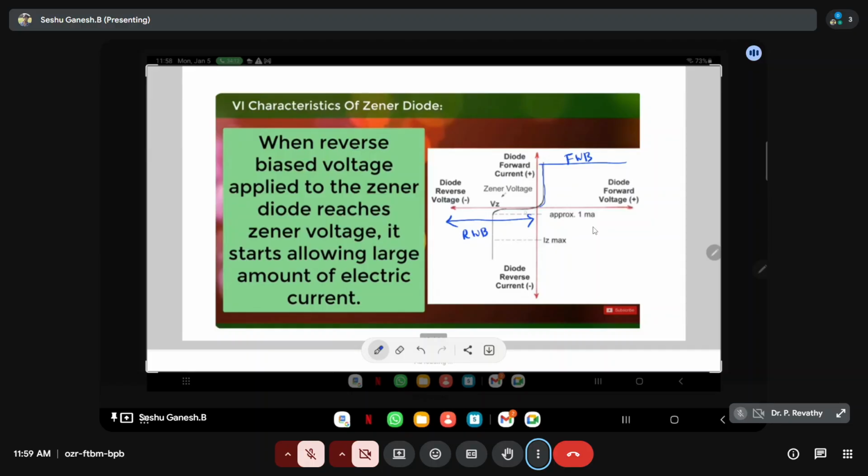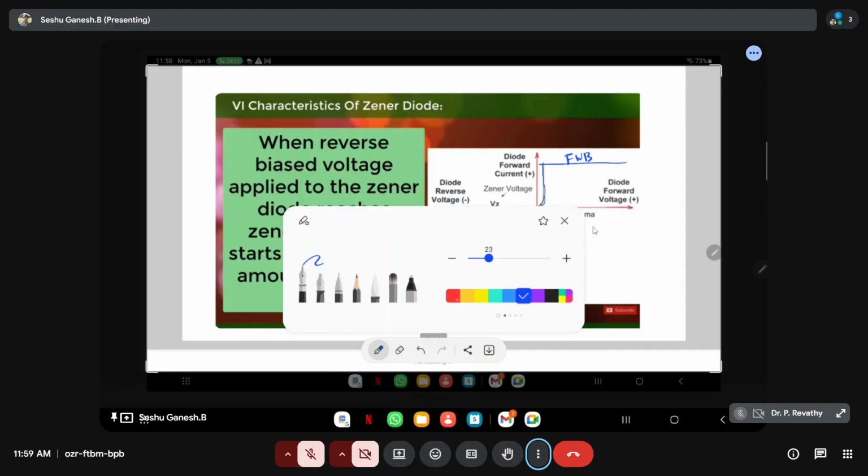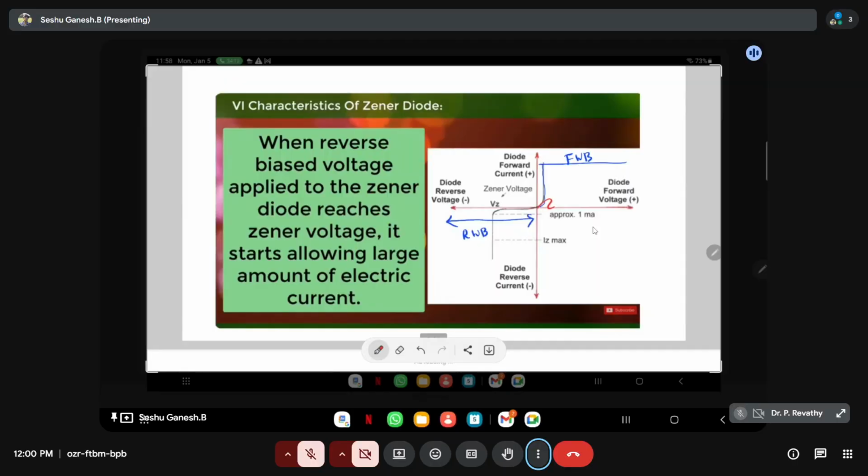And in the reverse bias condition, what happens here? You can see in the reverse bias condition there is no current flow, only there is a leakage current flowing here. And when the voltage crosses a particular voltage, which is called the Zener voltage, VZ, the current flows very high here. And this point is said to be the breakdown region, where when the reverse voltage crosses the particular Zener voltage, the Zener diode starts to operate in the reverse bias condition.